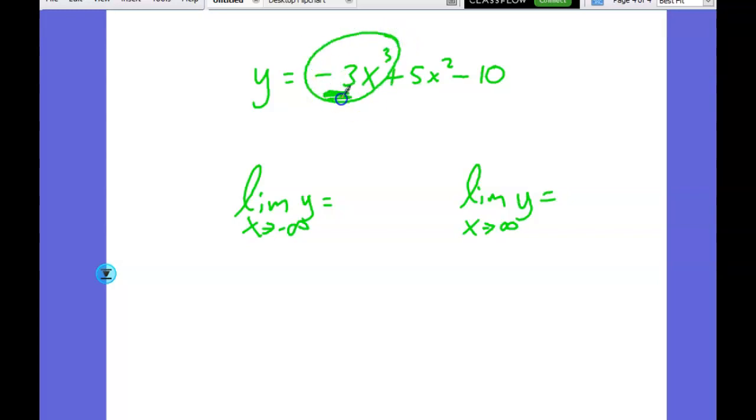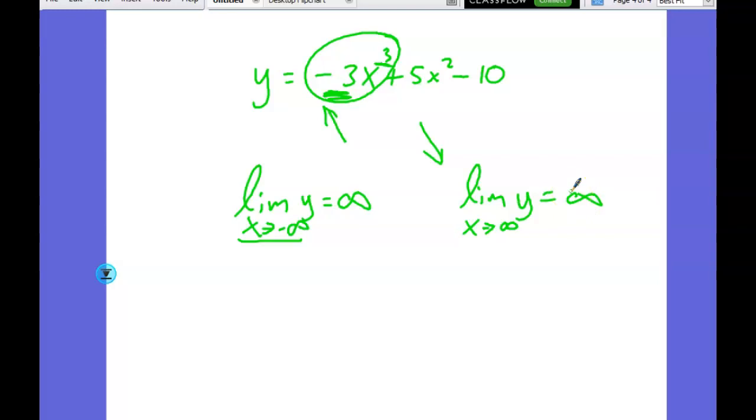Since I have a negative a value and an odd power, it goes up on the left, down on the right. So up on the left means that my left-handed limit is positive infinity. And since it goes down on the right side, my right-handed limit is going to be positive infinity. So that's your end behavior of polynomials.